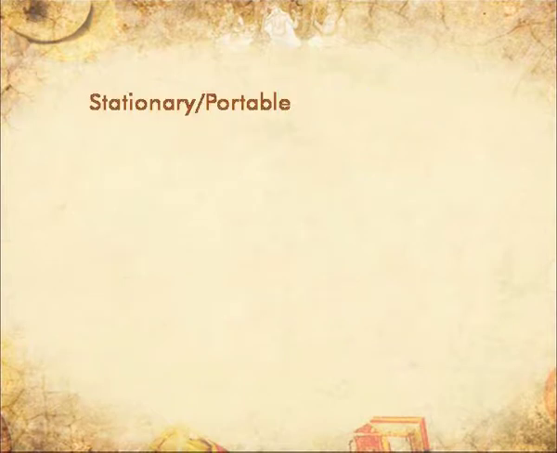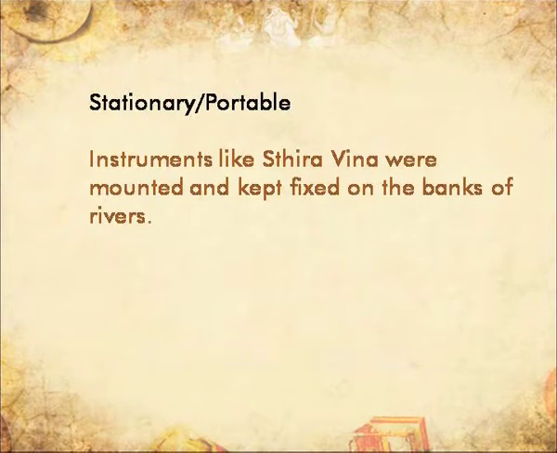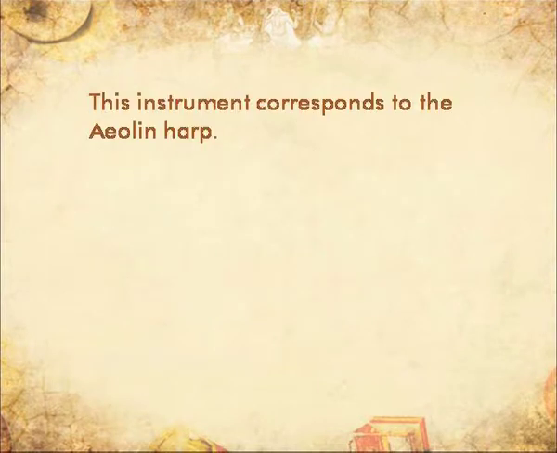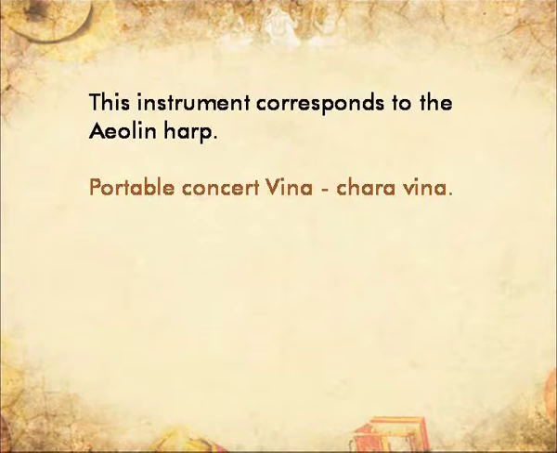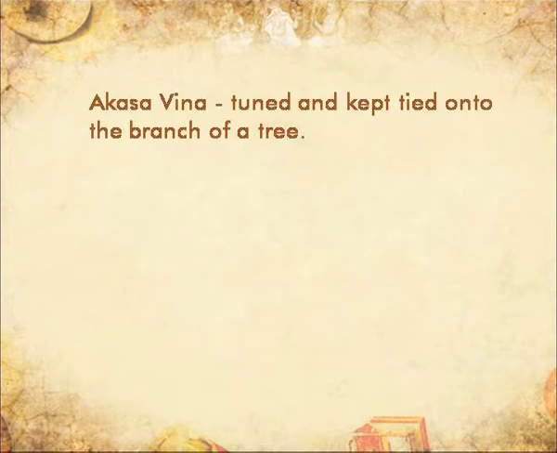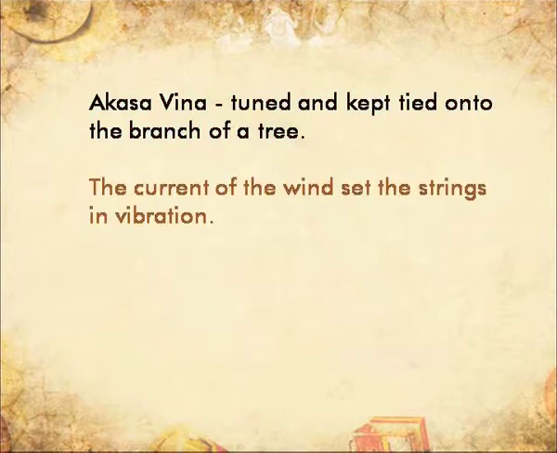Stationary or portable. Instruments like the sthiraveena were mounted and kept fixed on the banks of rivers. The currents of the wind dashing against them set the strings in vibration. This instrument corresponds to the Aeolian harp. The portable concert veena is called the charaveena. The organ is an example of a musical instrument kept stationed at a particular place. The akasha veena was tuned and kept tied onto the branch of a tree. The current of the wind set the strings in vibration.